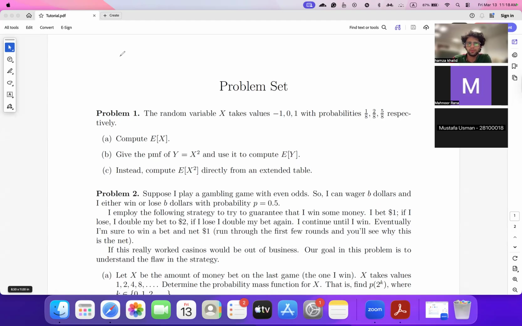What formula? I mean, the definition, sure. So that's basically going to go like this. You have these three realizations of the random variable, right? And the PMF, or the probability in simple terms, is just 1 by 8, 2 by 8, and 5 by 8, right?